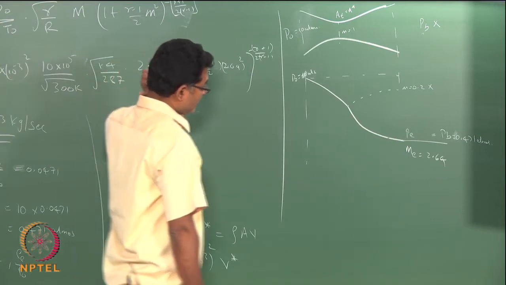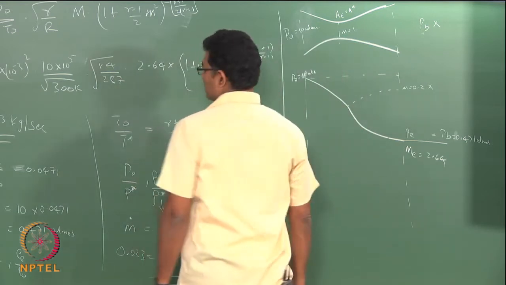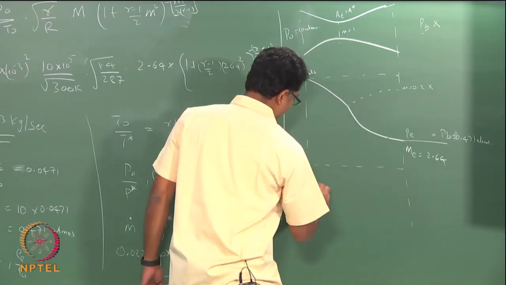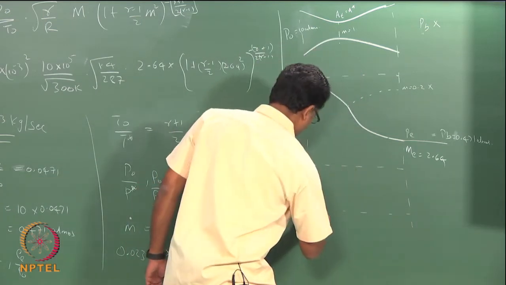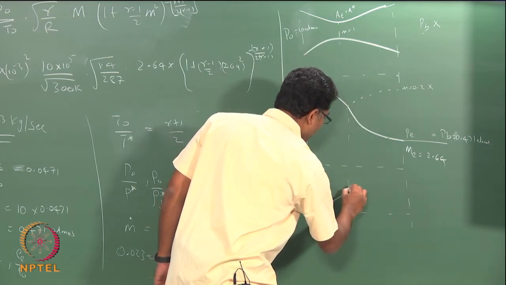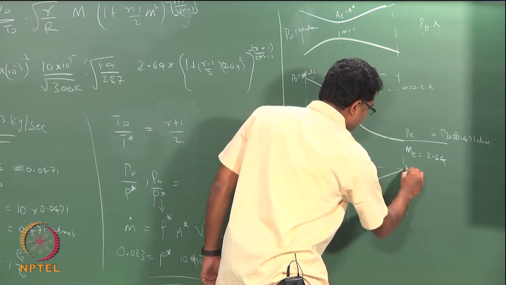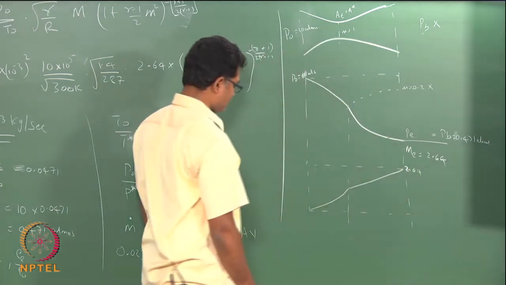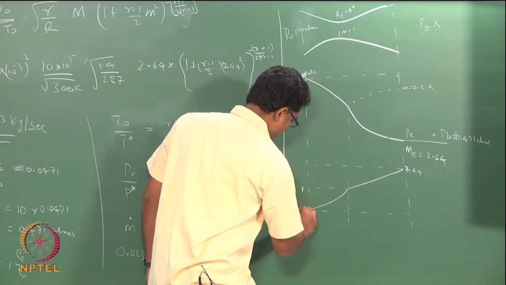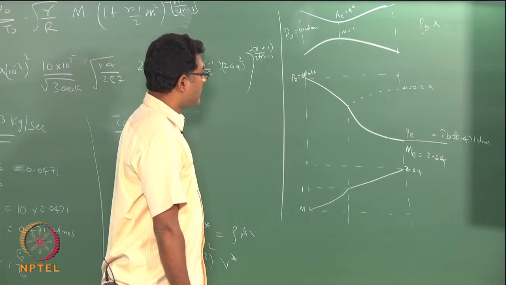So, likewise you can draw the Mach number variation also. Somewhere along the throat my Mach number is 1 and then it reaches 2.64 at the exit. Here it is 1. This is my Mach number variation.